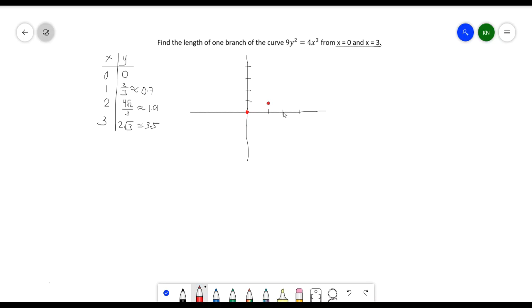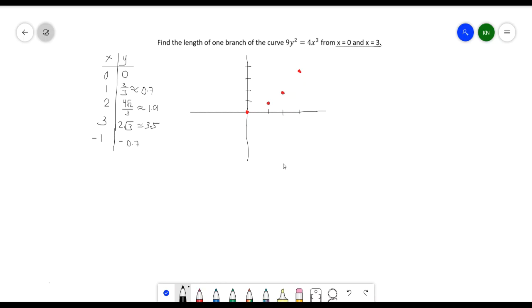2 and 1.9, it's almost 2. 3 and 3.5, it's around here. But it says here that one branch of the curve, so meaning to say, if we continue graphing this one into its opposite sign, so if you plot -1 here, that will result to -0.7 and so on and so forth. It's basically the same with the given result but in negative sign.